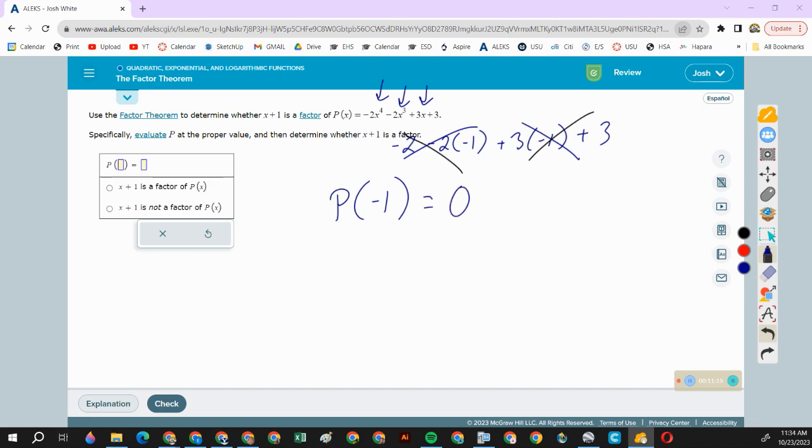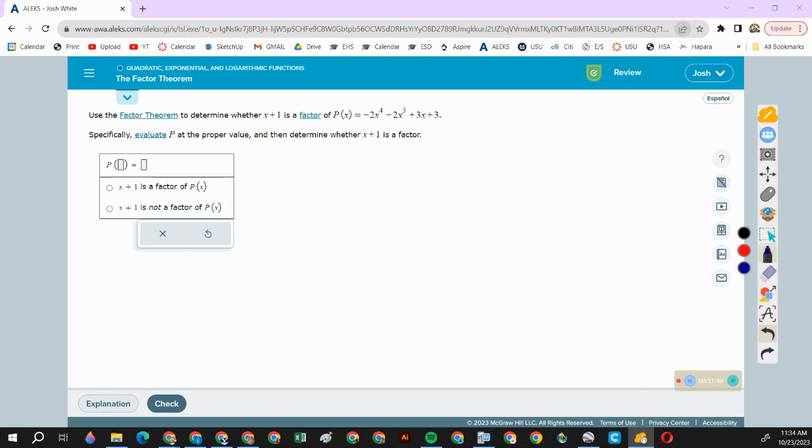What does 0 mean? It means that the graph hits the x-axis at negative 1. And it also means when you divide by x plus 1, you get no remainder. So when you do division, the remainder is equal to the y value corresponding to the x value for that factor. There are 3 different ways to do that. The easiest way is to plug in the number. If the answer is 0, then yes, it is a factor.